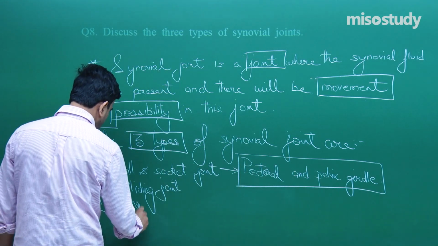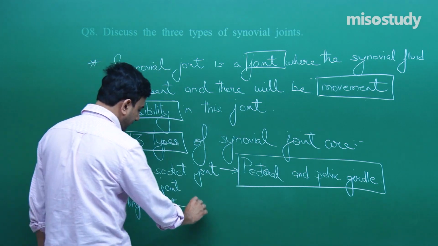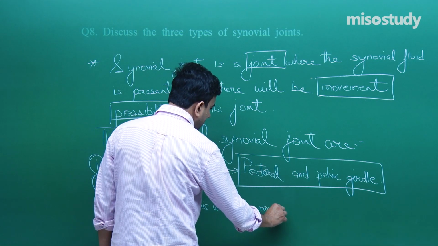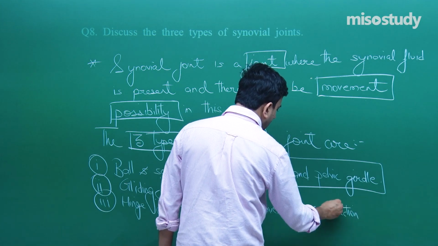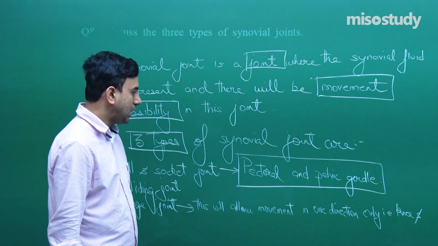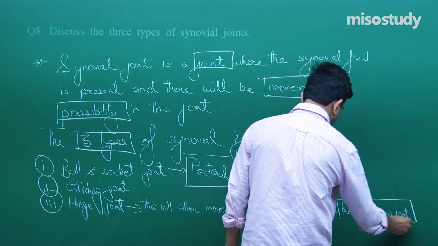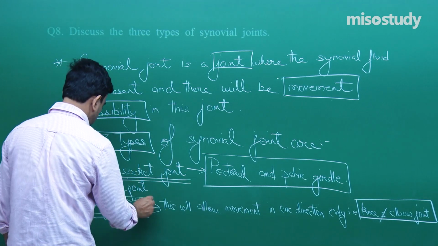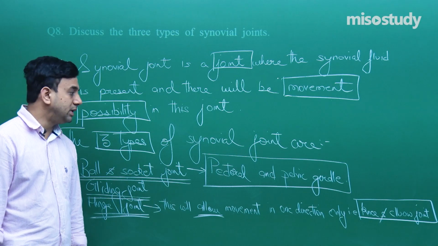The hinge joint allows movement in one direction only, that is the knee and elbow joint. The ball and socket joint, the gliding joint and the hinge joint: the hinge joint will allow movement in one direction only, that is the knee and the elbow joint.